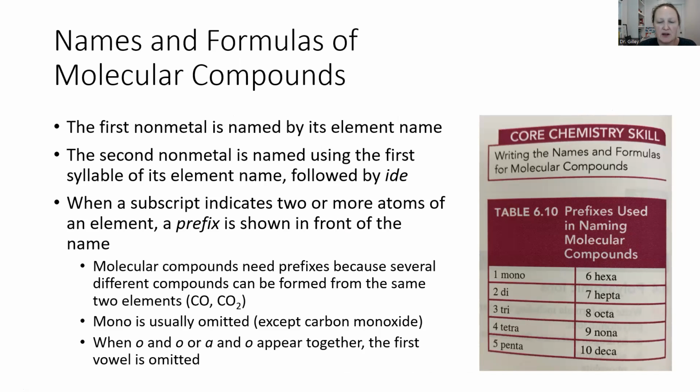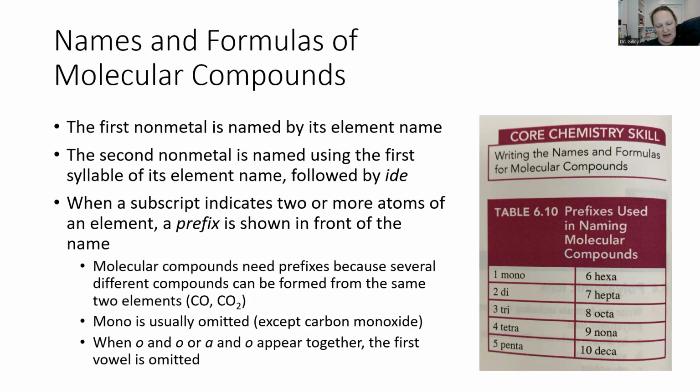Okay, so the first nonmetal is just named using its element name. So same as when we did ionic compounds. The second nonmetal is named using the first syllable of the element name followed by the suffix "ide." So again, very similar to ionic compounds. The difference is that now when we have subscripts that indicate that we have 2 or more atoms of an element, we are going to start using prefixes, right? Those that are shown in this table over here in front of the name.